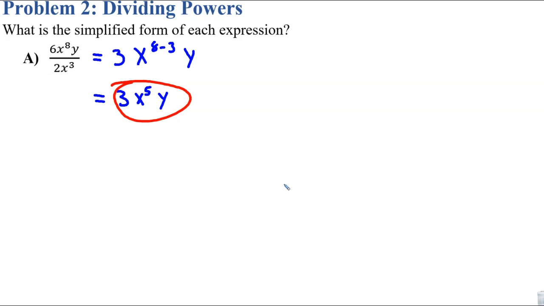All right, so there's a division example. Why don't you pause the video, work through part B in the note guide, and then press play again to check your answer.